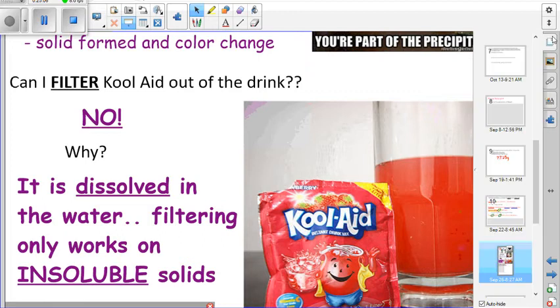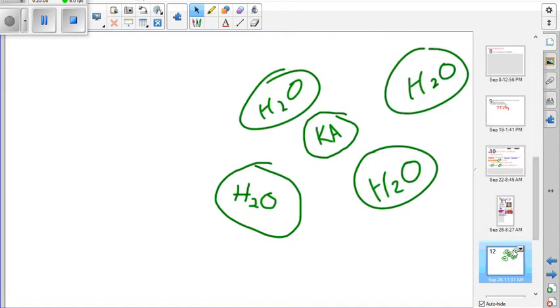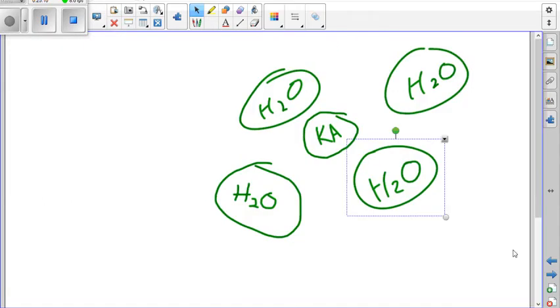And so that kind of reminds me of the picture I already showed you guys. Remember those little Kool-Aid molecules, okay? They're going to be sort of trapped in between the H2O. So when you pour that into the filter, they just kind of ride the wave of H2Os right on through, okay?